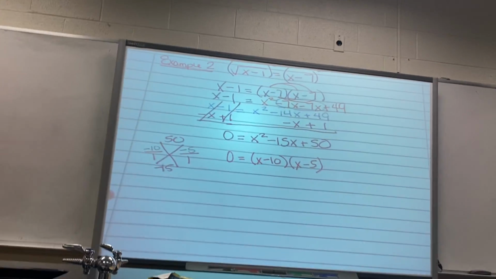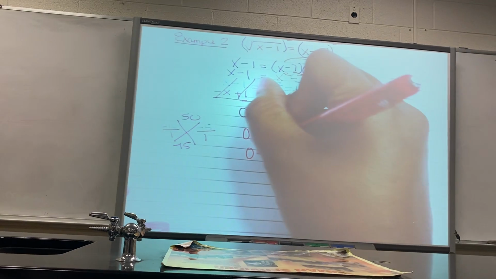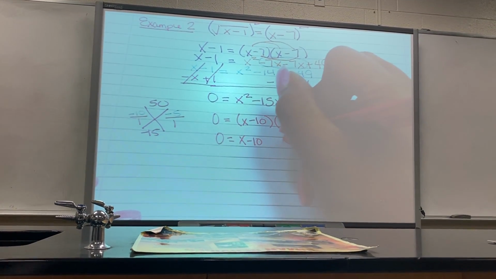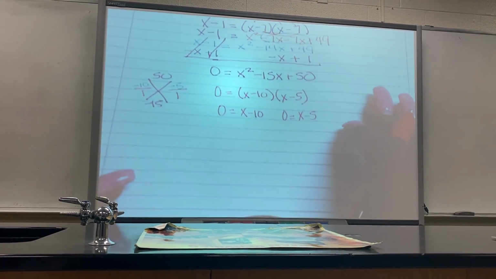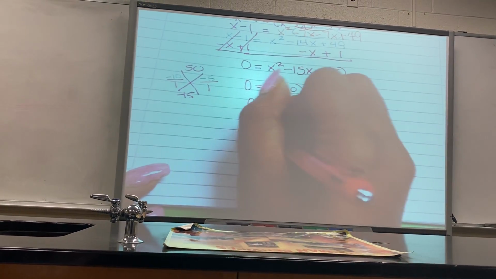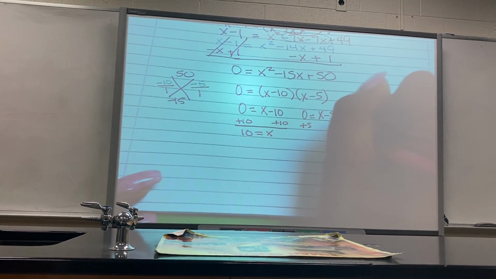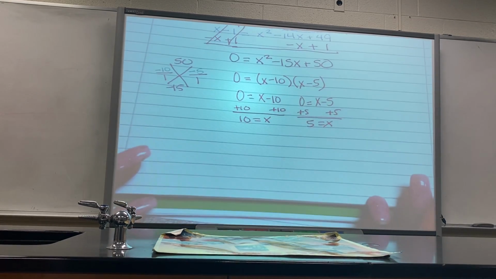Now I use the zero product property to split them up and set them equal to 0. Solve them. So I've got 0 is equal to x minus 10, and 0 is equal to x minus 5. Solving both, I get 10 for x. And I get 5 for x.